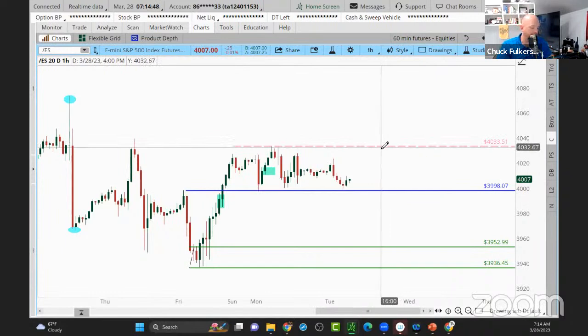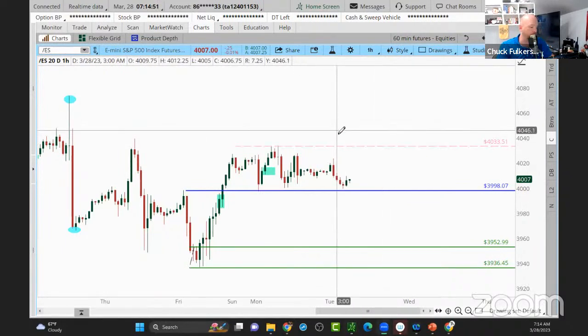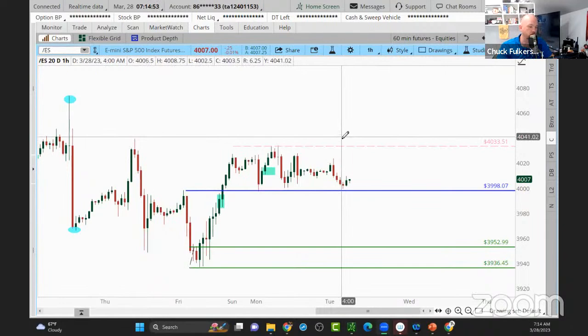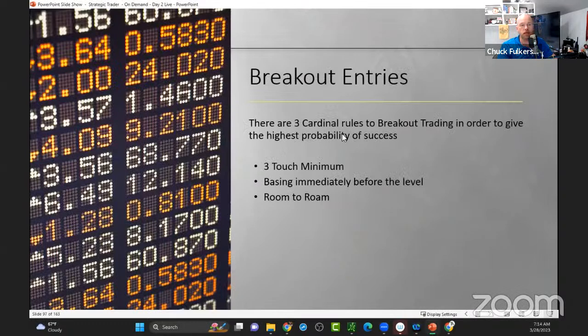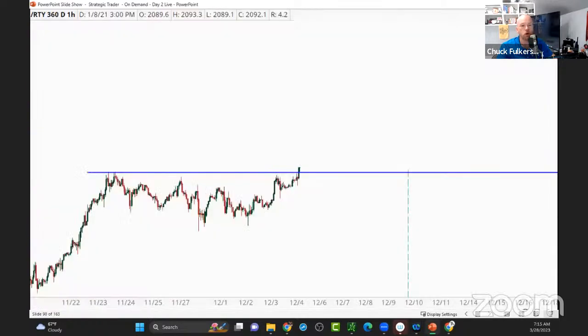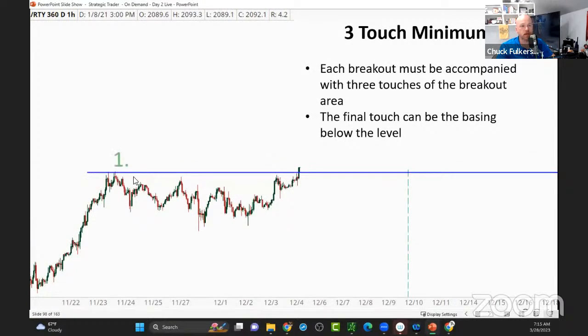And the rules that I look for on those scenarios would be on a breakout. The three cardinal rules to breakout trading are going to give us that highest probability of success. Number one is I need 3 touches. Number 2 is I want basing immediately before the level. And number 3 is I want to have room to roam, right? Room to roam. So here's a breakout to the upside, but I'd want to have those 3 touches, right? Touch 1, touch 2, and then my third touch is the basing right below that level, right?